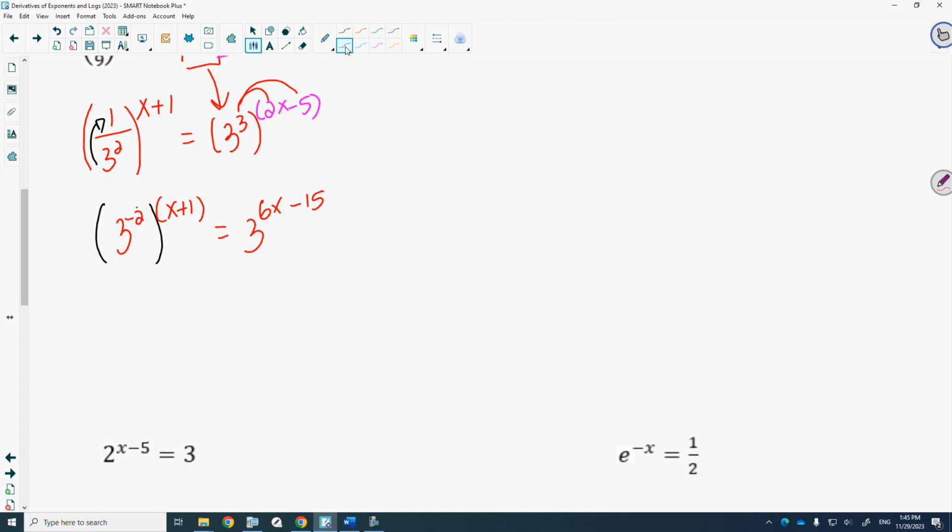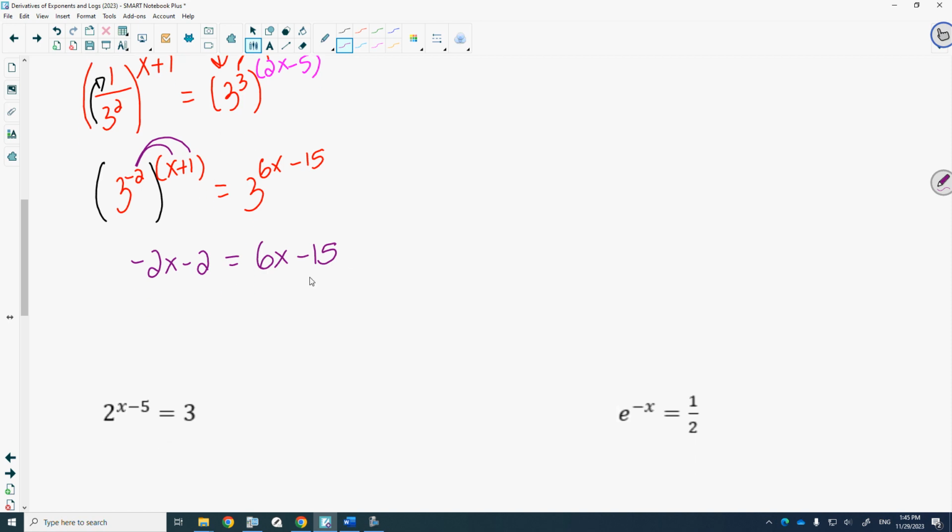And then once I distribute this, my bases are the same, so I could drop my bases and equate my exponents. I'll get negative 2x minus 2 is equal to 6x minus 15. Let's bring our x's to the right-hand side and bring negative 15 over to the left. And I'll get 13. And then x is equal to 13 over 8.